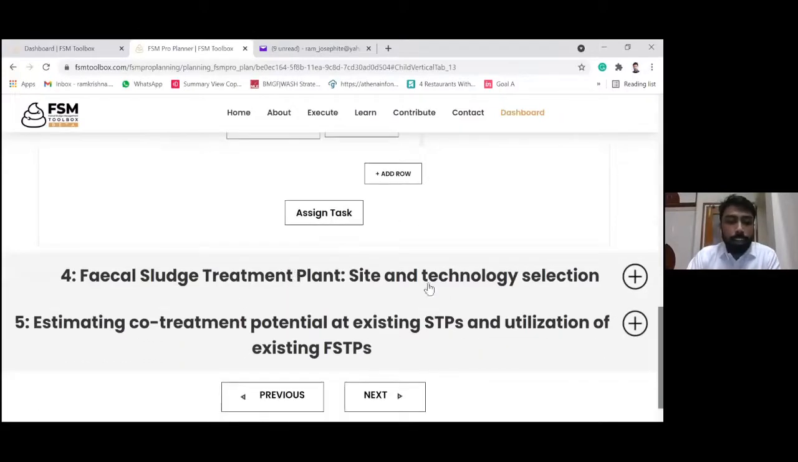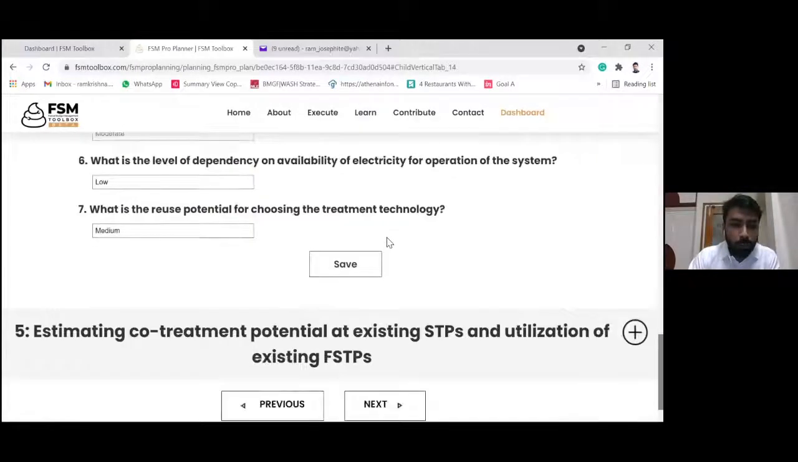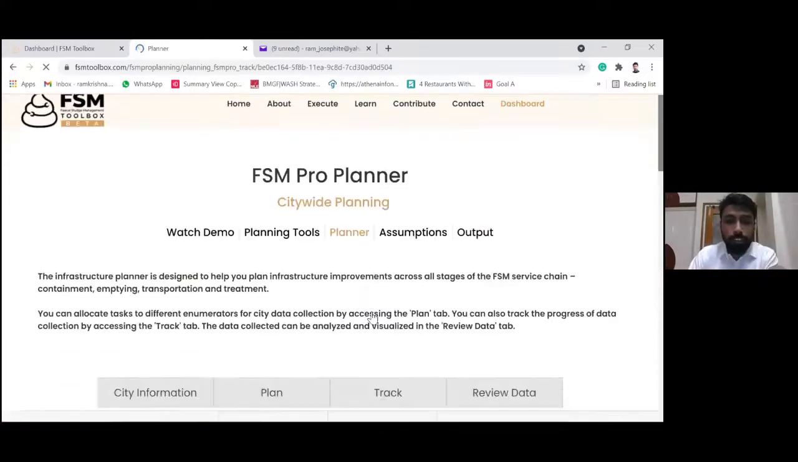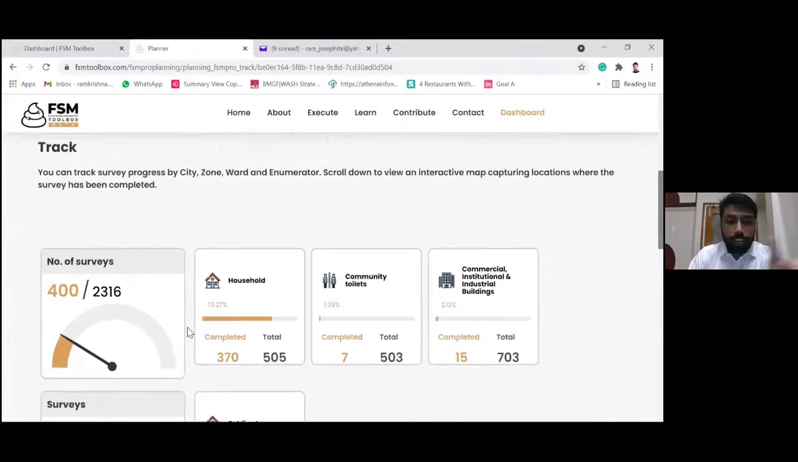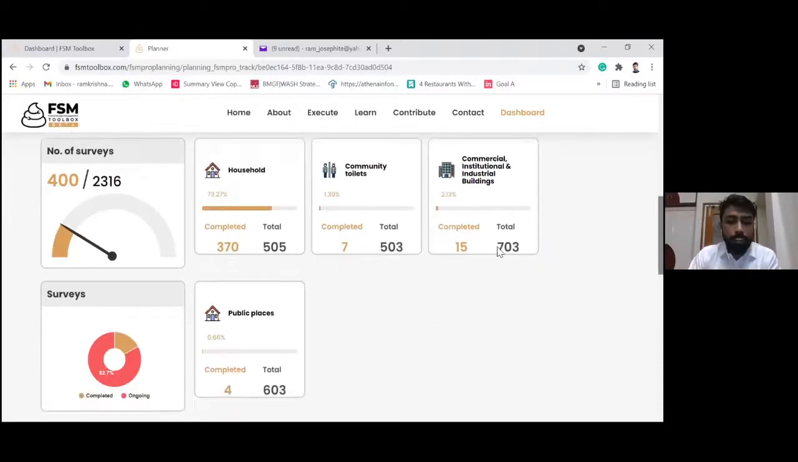And then you can also enter data on the treatment plant site, to understand the site suitability. There are certain questions linked to the site selection. I will not walk you through all of the questions, but once you have entered data for all of these, you can see this real-time monitoring, which will help you understand how many surveys have been completed across the different categories.